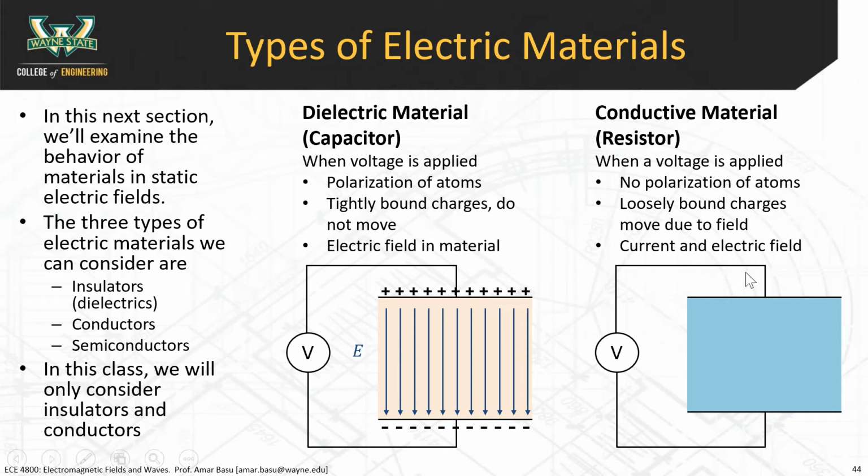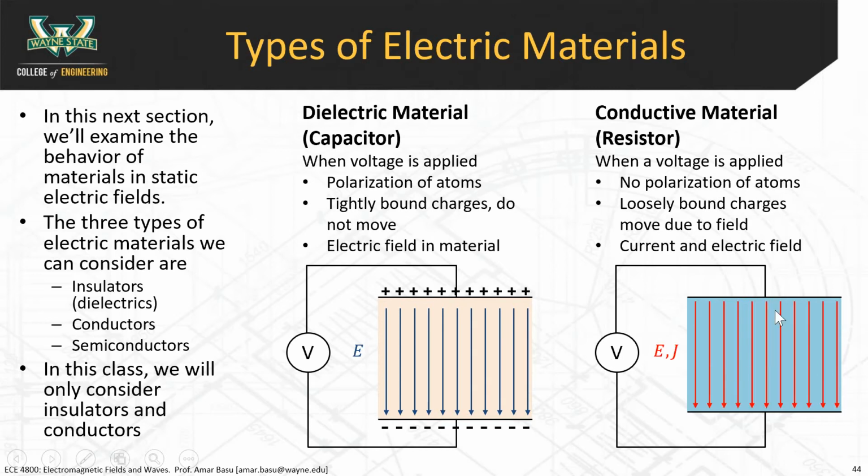So when you place a voltage across here, there's going to be an electric field like this. But there's also going to be a current. There's an electric field and a current density, J. We'll talk about that in a second. So current density means there's moving charges.